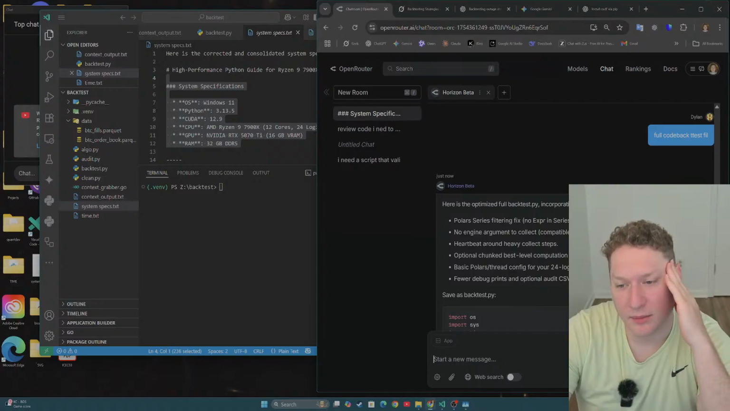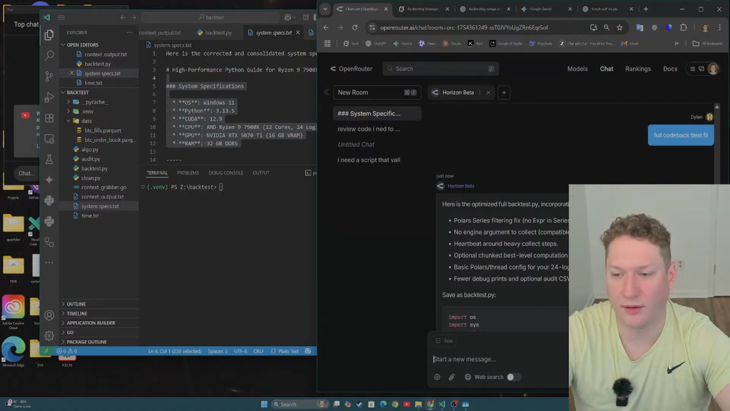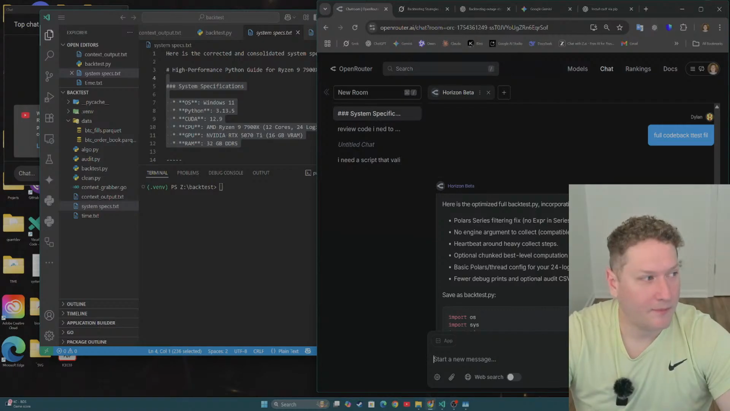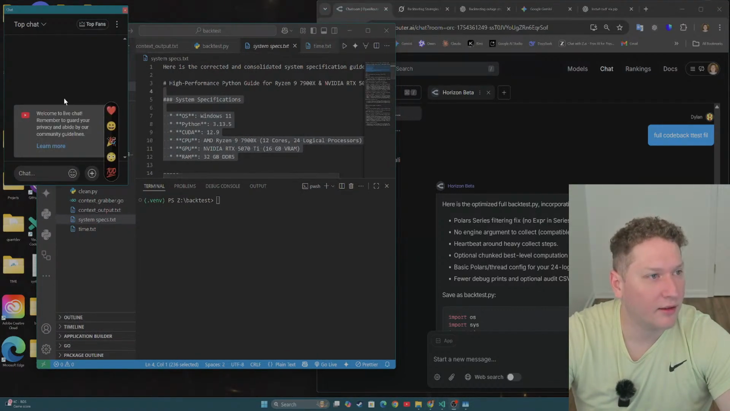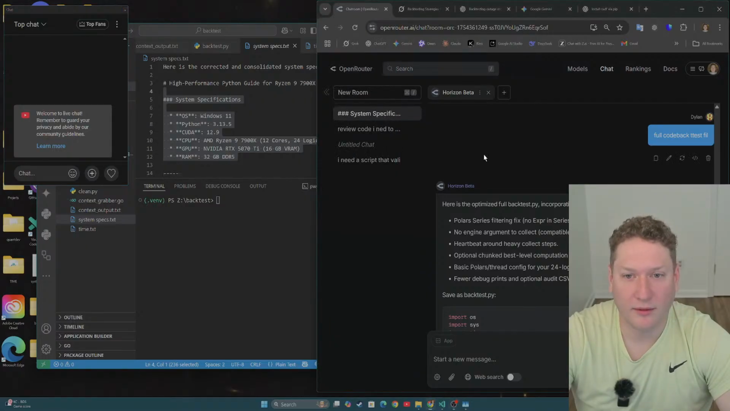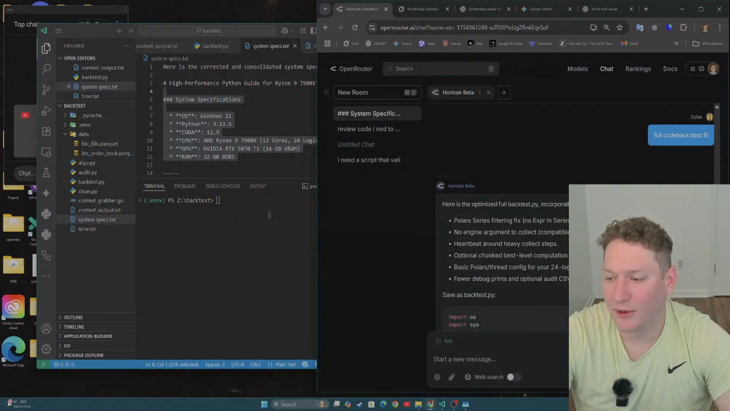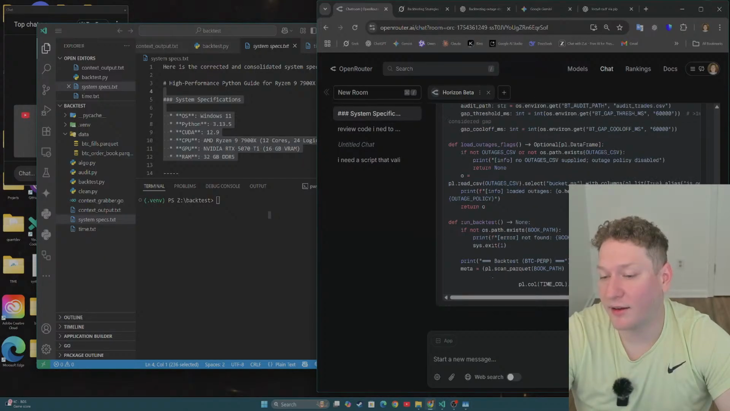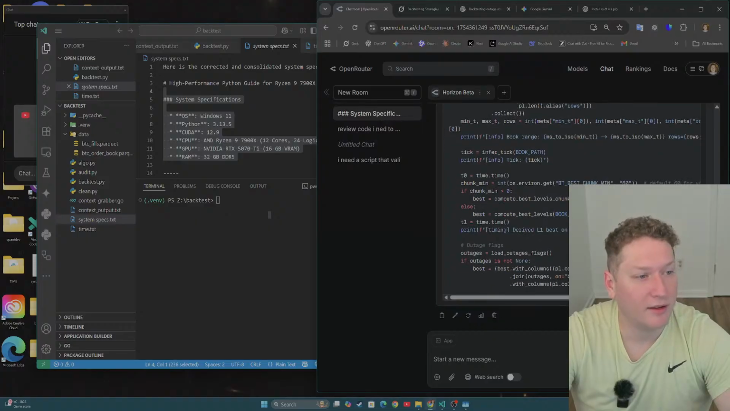All right, here's the optimized backtest incorporating Polars series filtering, fix, no expiration. Okay, so we're just gonna keep working this. Doesn't seem like many people are out there right now. It's okay. We're gonna show up every day and get this. We're gonna make these algorithms. We're gonna make them work.